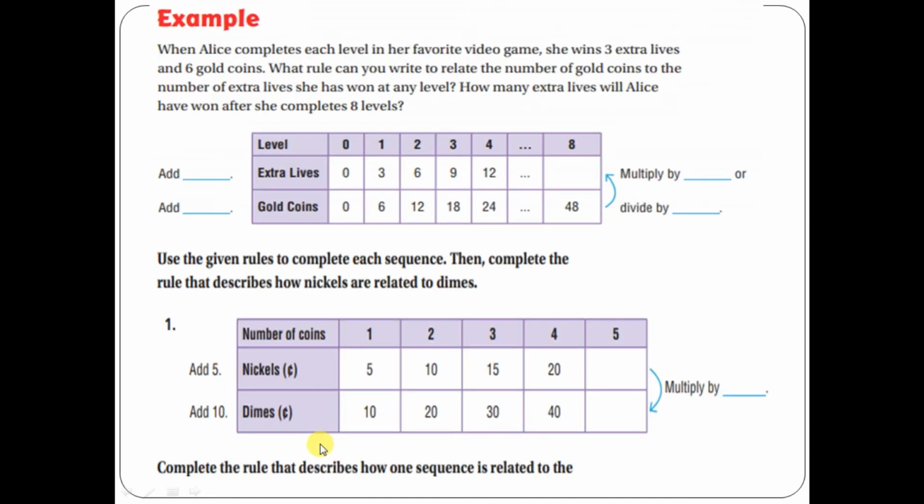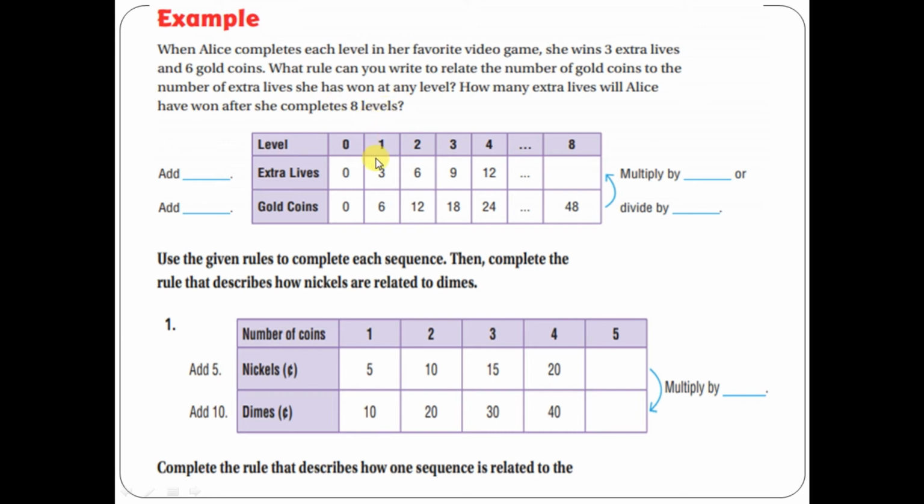Let's see another example. Here the numbers or patterns are put in a table. When Alice completed each level in her favorite video game, she wins 3 extra lives and 6 gold coins. What rule can you write to relate the number of gold coins to the number of extra lives she has at any level? And how many gold coins will Alice have after she completes 8 levels?